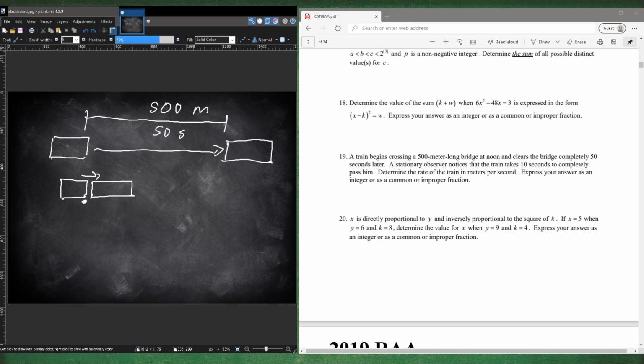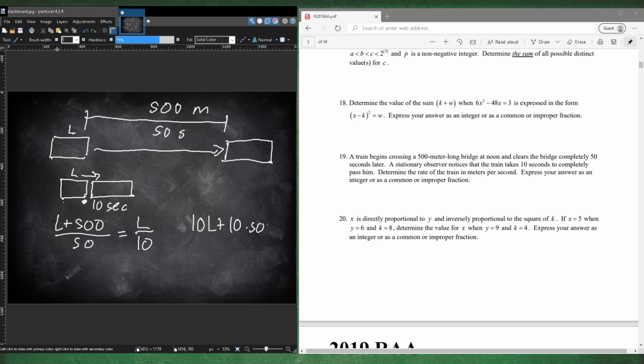So if we think about it, if our train is length L, then the back has to move the distance of L plus that 500. So that is L plus 500 divided by your seconds, which is 50. So the rate's the same. So it's equal to, this one took 10 seconds, right? And it has to move L amount, from the back to the front. So basically, we have L over 10 seconds. And now we could cross multiply and solve for L.